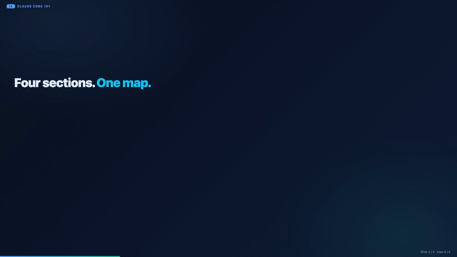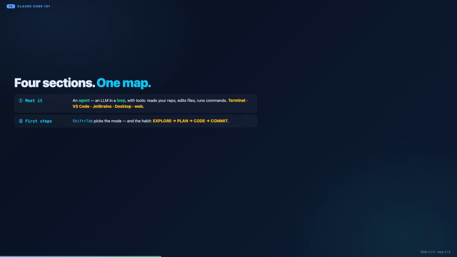First, the map of where you've been. 4 sections, 4 lines. Section 1, you met it. Claude Code is an agent, an LLM in a loop with tools. It reads your repo, edits files, runs commands. Terminal, VS Code, JetBrains, desktop or web. Same brain everywhere.